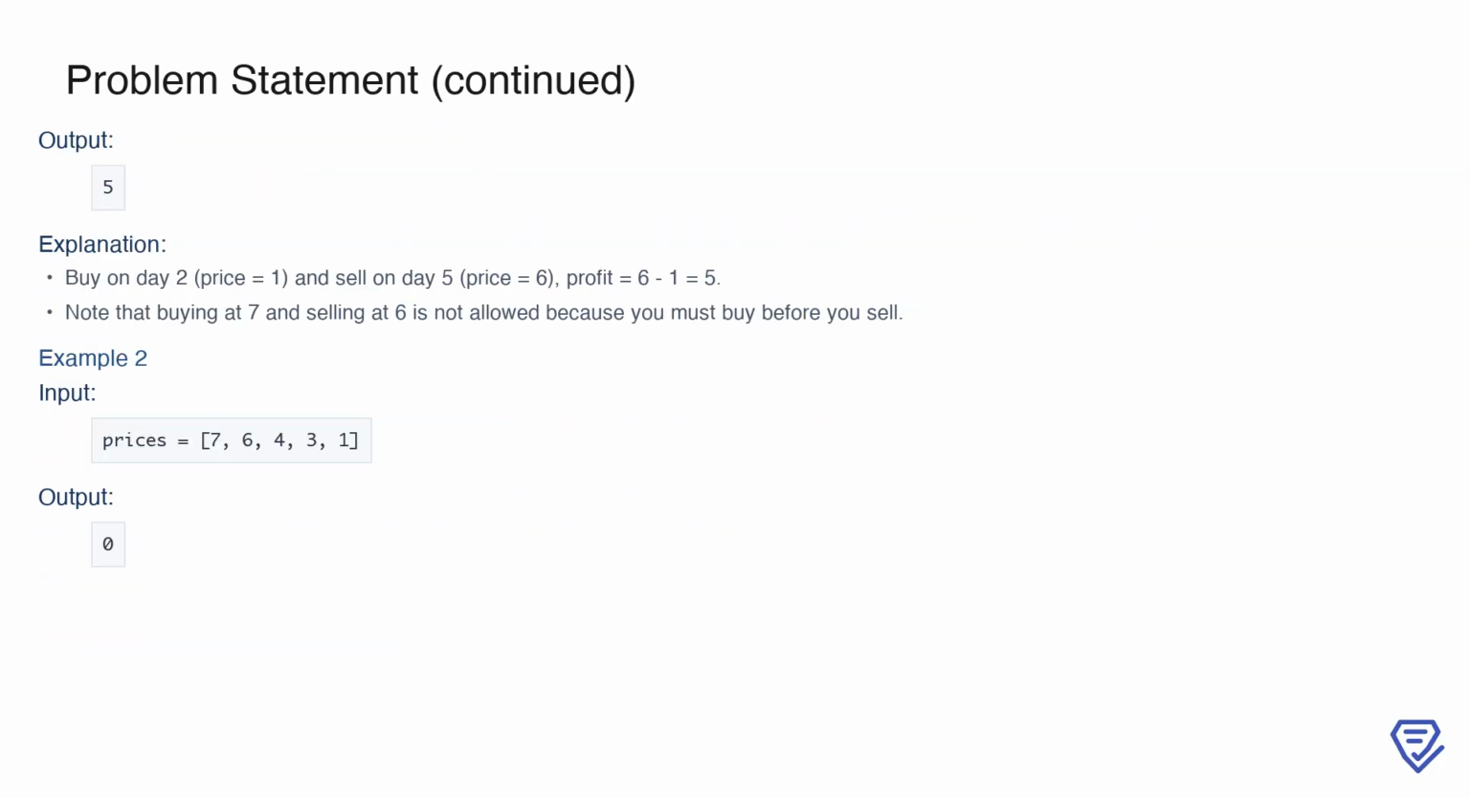Consider the first example, where we have prices equals 7, 1, 5, 3, 6, 4. The output here is 5. This is because the optimal strategy is to buy the stock on day 2, when the price is 1, and sell it on day 5, when the price is 6. The profit is calculated as 6 minus 1, which equals 5. It's important to note that buying at 7 and selling at 6 is invalid because you must buy before you sell.